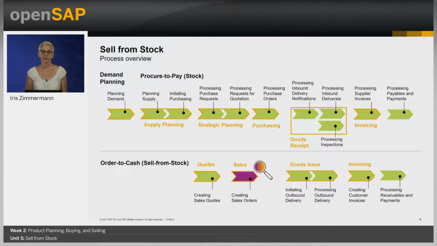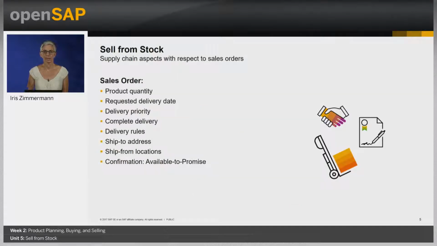The customer can order with the reference to the quote and its price, or they can also directly order the product based on the price list or contract. Here I will focus on the supply chain aspects with respect to the sales order. So one essential information in the sales order is of course the products and its quantities. Another essential information is the requested delivery date at which the customer expects the goods at their location.